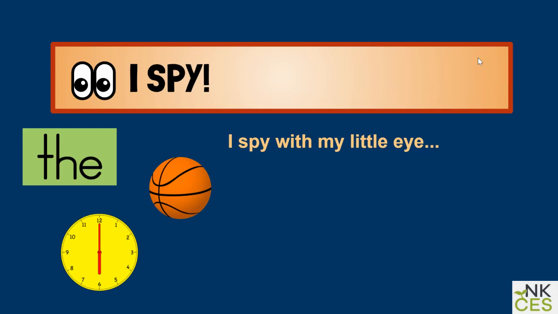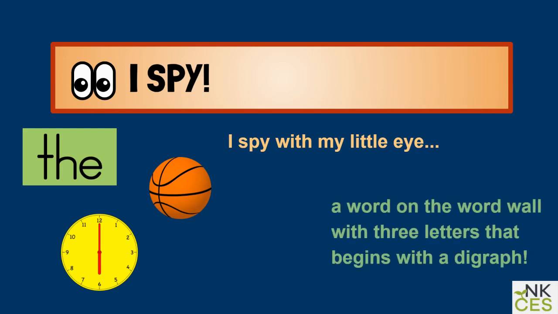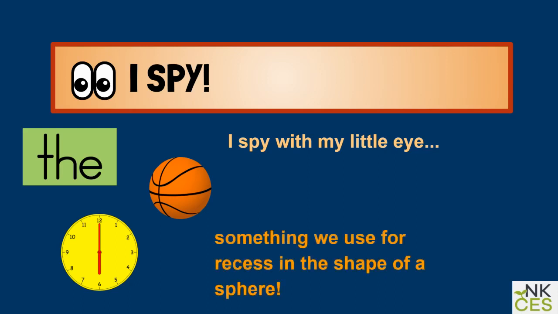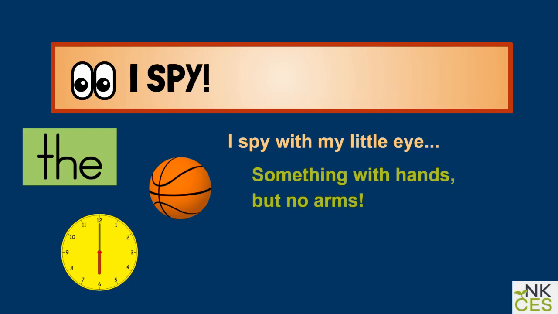I would also suggest integrating this with their academics if possible. For example, I spy a word on the word wall with 3 letters. I always like to give an additional clue if the first student guesses incorrectly. So my second clue might be I spy a word on the word wall with 3 letters that begins with a digraph. Or integrate it into some math. I spy with my little eye something we use for recess in the shape of a sphere. Or for older students, integrate it with a riddle. For example, I spy something with hands but no arms.